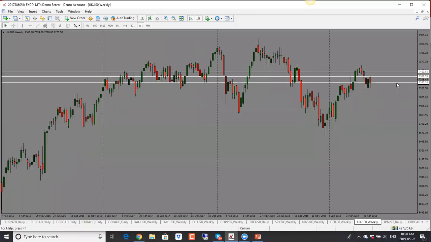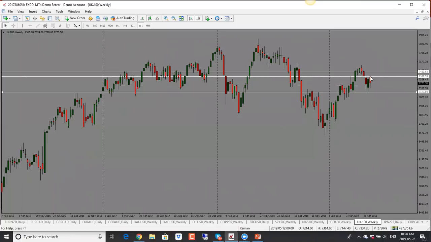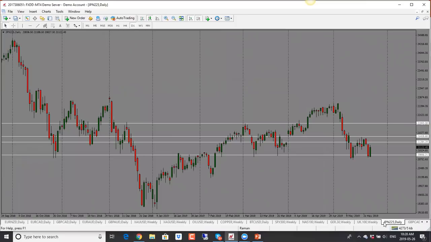FTSE here, this one has been range bound as well. All the indices have been range bound over the last 3 weeks. So we see that price had dropped, then dropped further, went back. So this is our range it's been trading in. So now looking for price to drop further towards the bottom of the range here. And this is what we're looking for. So bias is bearish. First target is 71.50. And if it does drop below that, the next one would be 7050. So bias is bearish for FTSE as well.